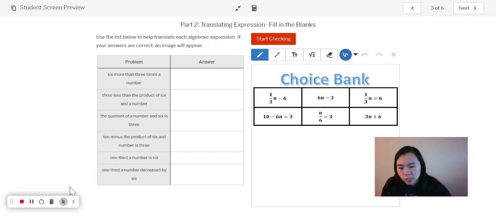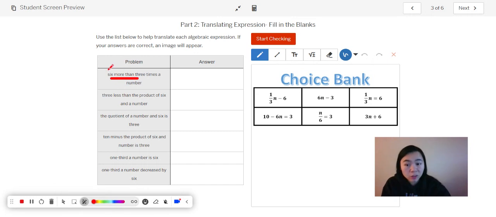6 more than 3 times a number. All right, the little tricky part about more than, less than is if you see more than or less than, you're going to flip the order. So we're not going to start with 6 plus something, because more than is increasing. We know that's increasing. This 6 more than a number is going to be something plus 6. So anytime you see more than, less than, flip your order of those words. Something plus 6. 3 times a number. 3 times a number plus 6.